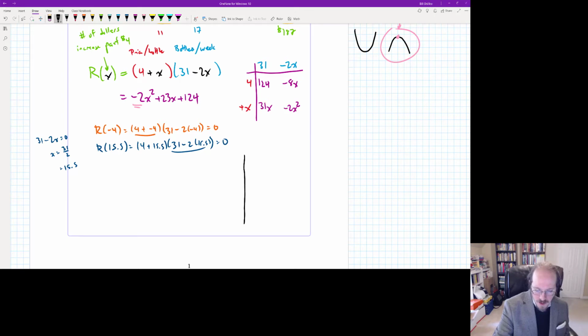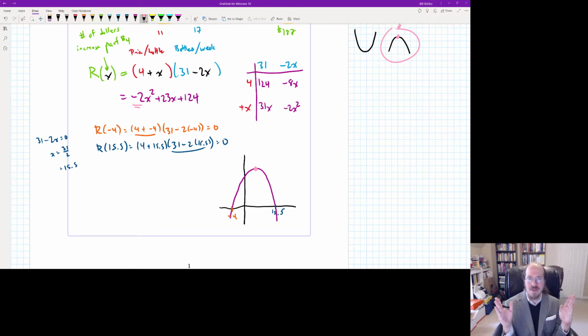Now if we use that, we could go ahead and graph our parabola so far. And our parabola is going to look something like this, roughly. And so what we found is that at -4, the parabola hits the x-axis because we're making $0. And at positive 15.5, we're also making $0. Now what we're looking for is the highest point on this parabola. And by symmetry, it seems like that highest point is right smack dab in the middle between those two x-intercepts. So if we could find that point, we would have our best possible price.